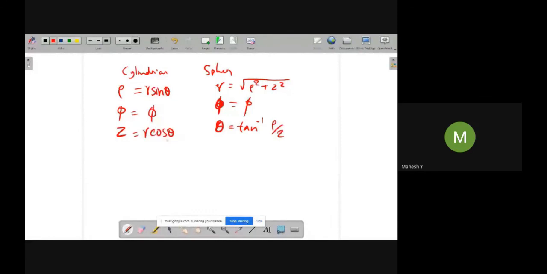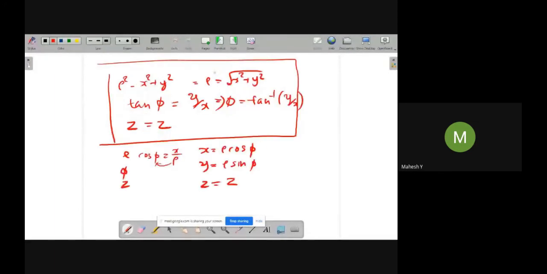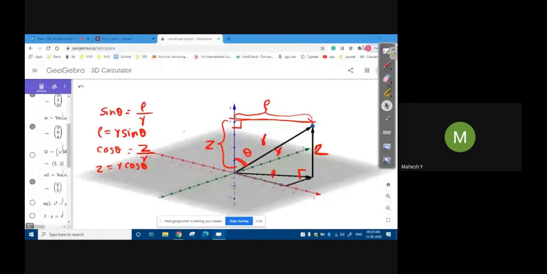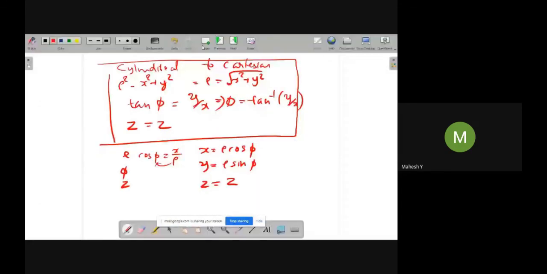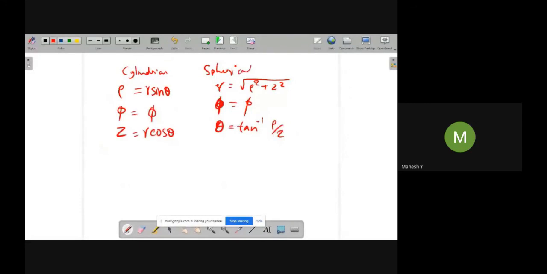Okay. Now we did two conversions. The previous one was cylindrical to Cartesian, and vice versa, Cartesian to cylindrical also. Next we have done the cylindrical to spherical conversion. Now the last one remaining is Cartesian to spherical and vice versa. So how to do this one?